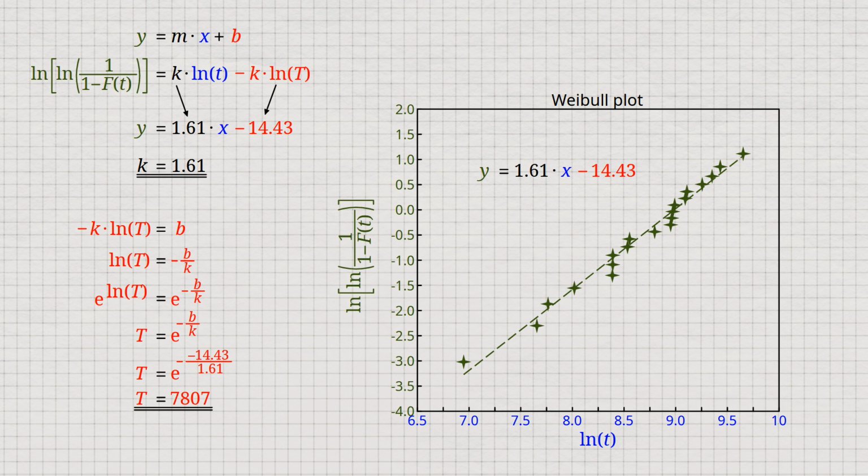We have now determined our two parameters for the Weibull distribution. On the basis of the Weibull line, we can basically only make statements about the failure probabilities of the examined statistical sample.